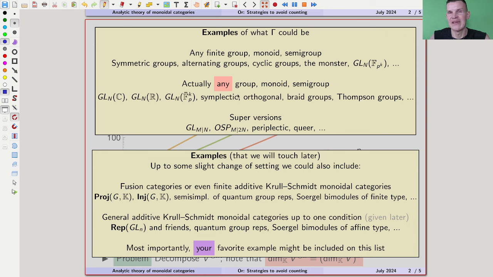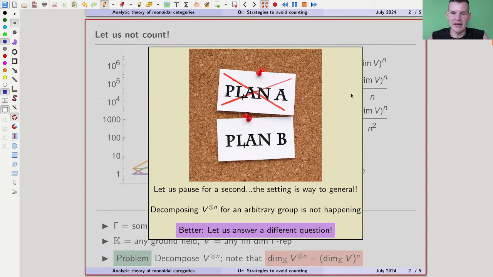For now, just say gamma is anything where the problem makes sense of decomposing V to the n, because that's what we want to do. We want to decompose V to the n, so anything where that problem makes sense is what gamma could be. And really, in this generality, there's nothing I can say. Decomposing this is not going to happen.